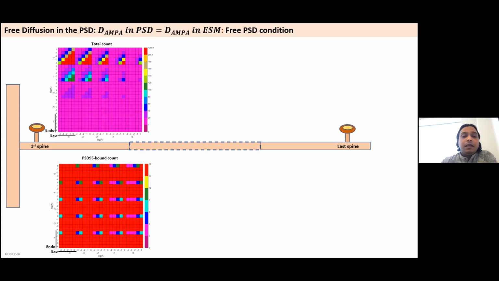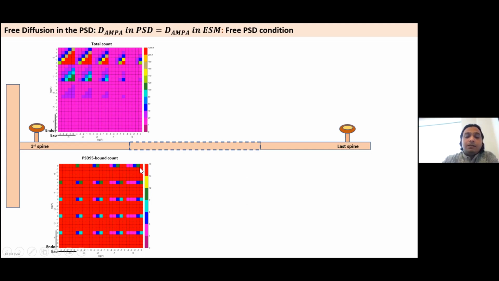Now, the heat map is showing you the count of the total synaptic AMPA receptors in the PSD, and here the PSD95 bound count. What we observe is that most of the parameter combinations lead to saturation of the PSD95 slot proteins, and only a few lead to unsaturated or partially saturated PSD95 binding. We also see in the total count that, for most of the parameters, it is close to the PSD95 bound count, which is maximum up to 15.